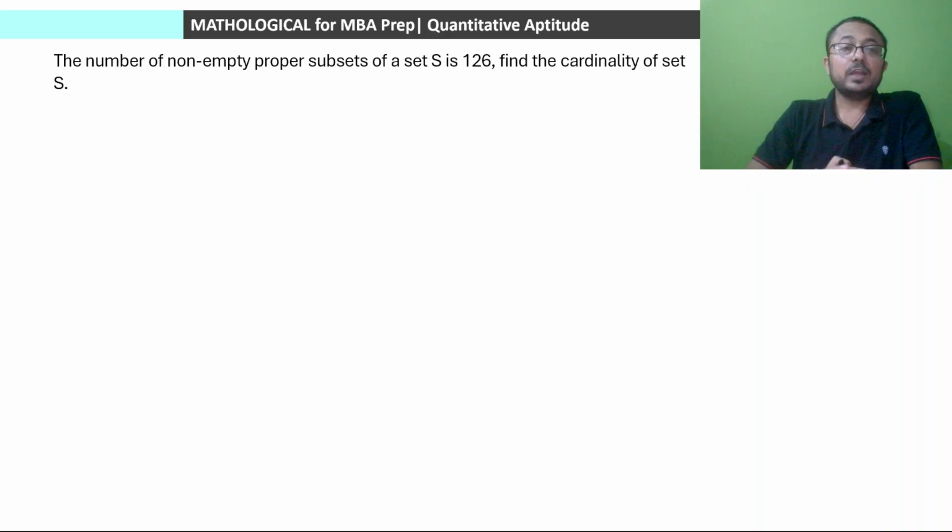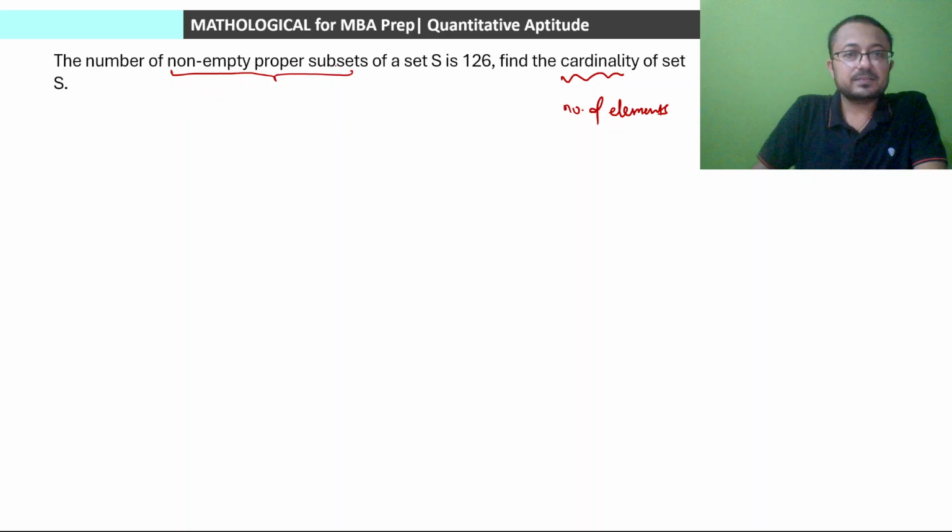Number of non-empty proper subsets of a set S is 126. So we have to find the cardinality of set S. Cardinality यानी कि order which is number of elements in set S. While it is given that number of non-empty proper subsets of S are 126. So if number of elements in set S is equal to capital N, in such a case total subsets will be 2 to the power n.